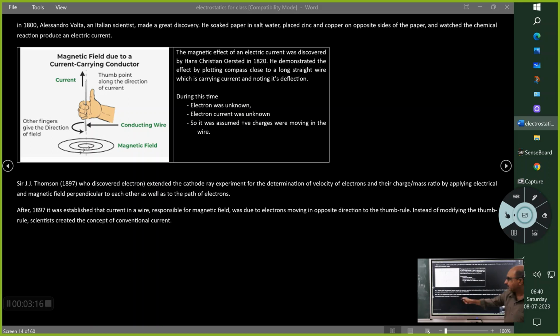So after 1897, it was established that the current in the conductor responsible for the magnetic field was due to electrons moving in the opposite direction of the thumb rule. Instead of modifying the thumb rule, scientists created the concept of conventional current. Is that clear? Yes, sir.